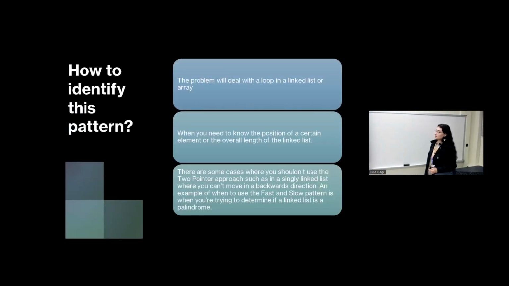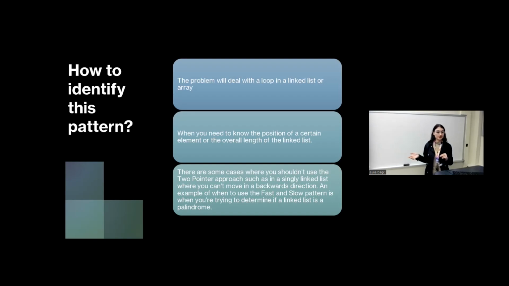So how can we identify this pattern? How can we see if a problem is asking for this pattern? It will ask you something like find the cycle, find the loop, in a linked list or array. And you need to know the position of a certain element or the overall length. So you are given a length or a certain element. There are also some cases where you shouldn't use the two-pointer approach, such as singly linked lists, because we cannot move in the backwards direction.